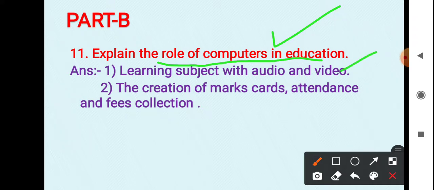Okay. So next, in the creation of marks cards, attendance preparation, fees collection, in every area of education we are going to use computers. To learn new concepts and new programs, we need computers. Next, to learn different languages like programming languages, C++, Tally, we have to do everything on computers only, right? For all these purposes, computers are required. Like this, it will be helpful in the education field.